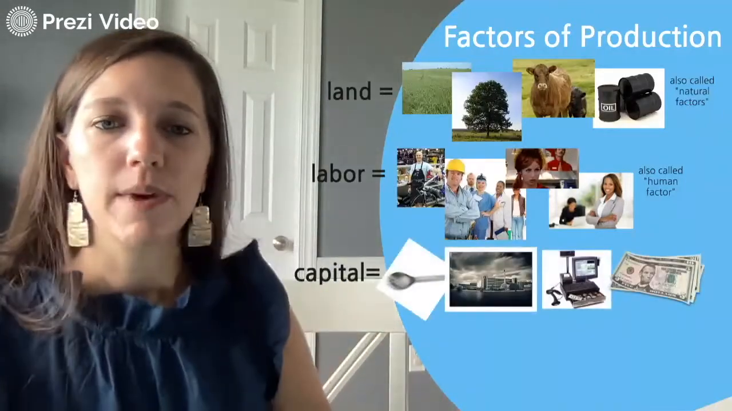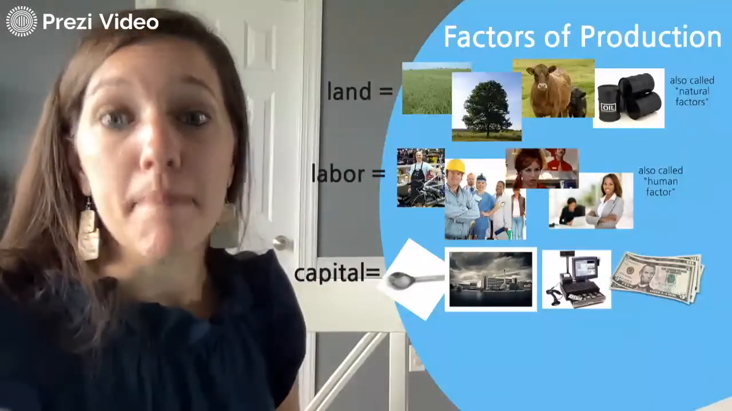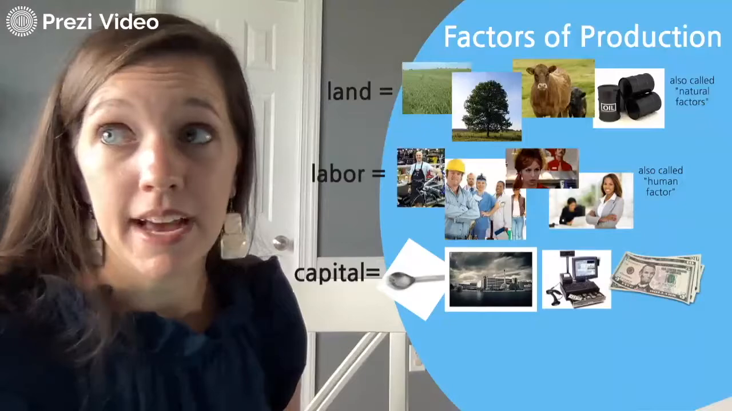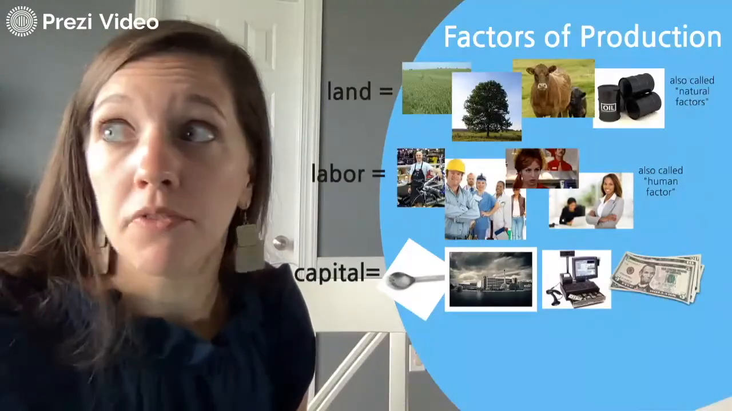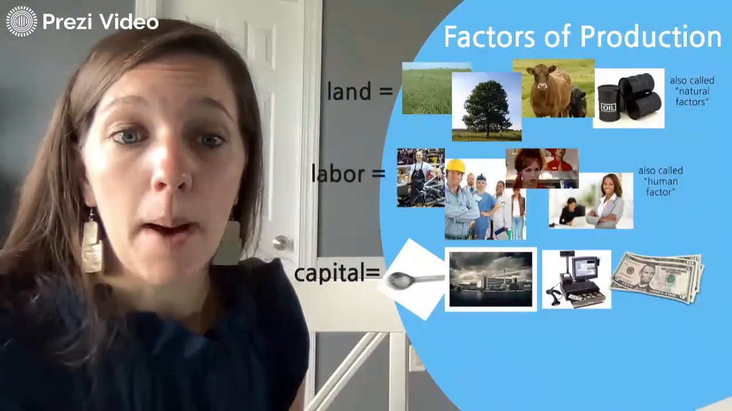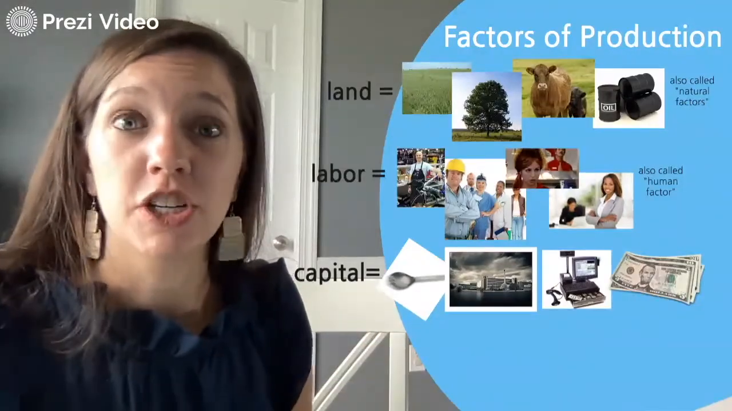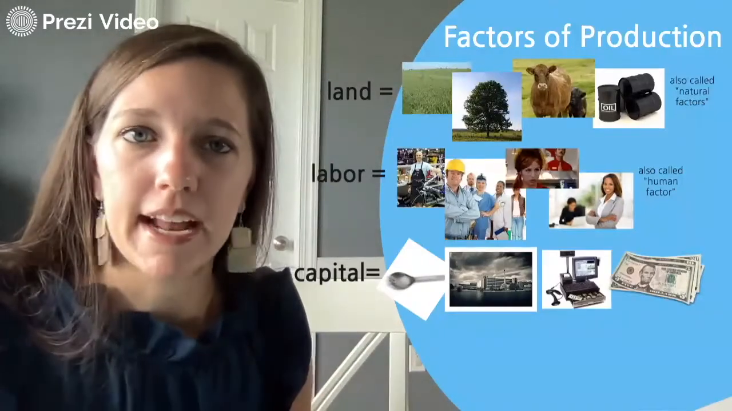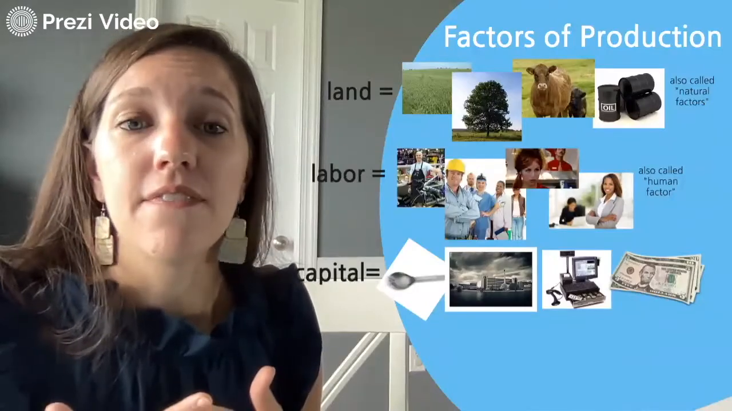All right, the next one is capital. Capital is anything that is man-made, okay? If it would not exist without humans, then it is capital. So a spoon, a fork, a knife, a plate, a building, a cash register, the money, the actual money. We would not have money unless humans made it. So that would be capital, okay?